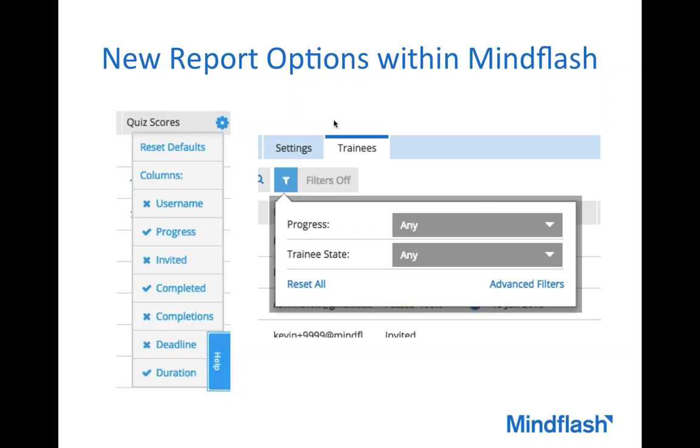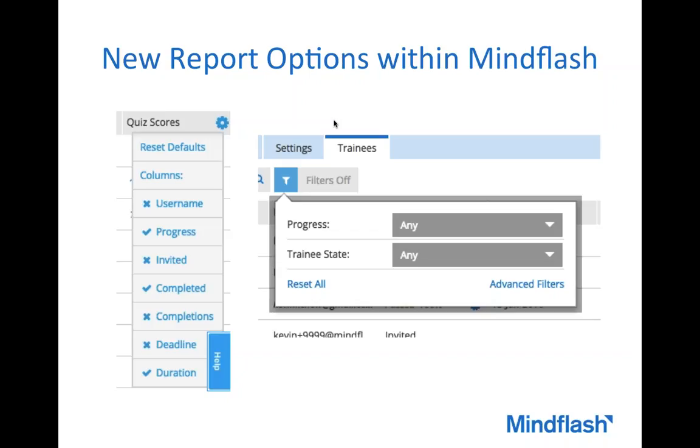So it's very important to understand that you're not going to have to go in and expose just the information you need every time. It will just stick to whatever you've chosen to expose. And there are filters you can apply now. When you click that filter icon, you'll see basic filters, so you'll be able to select the progress that your trainees are in, or the state that they're in.